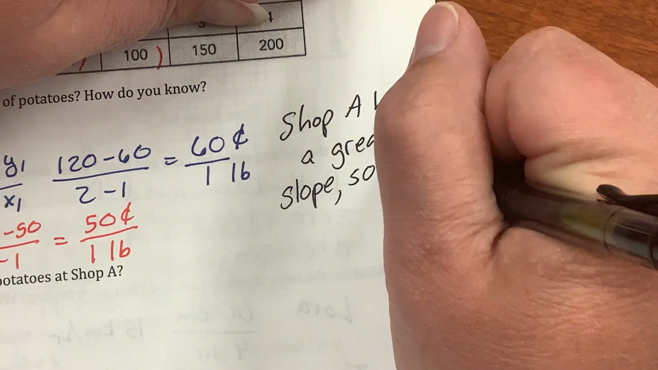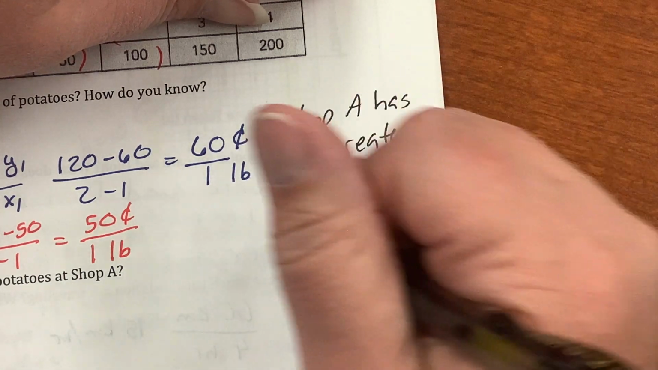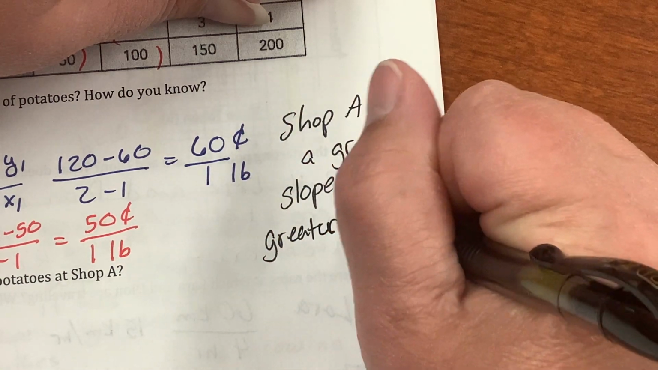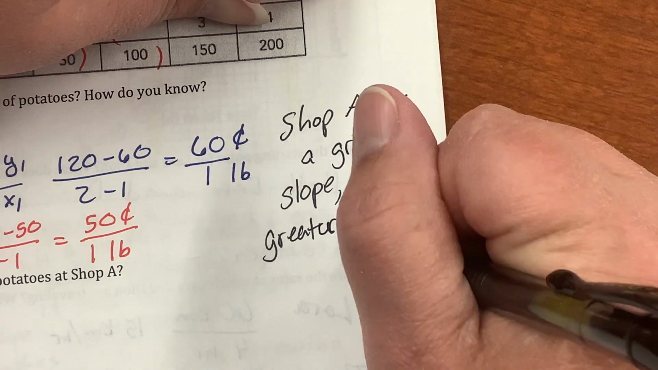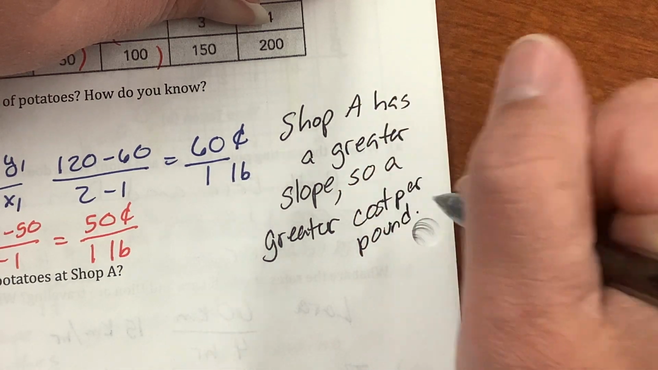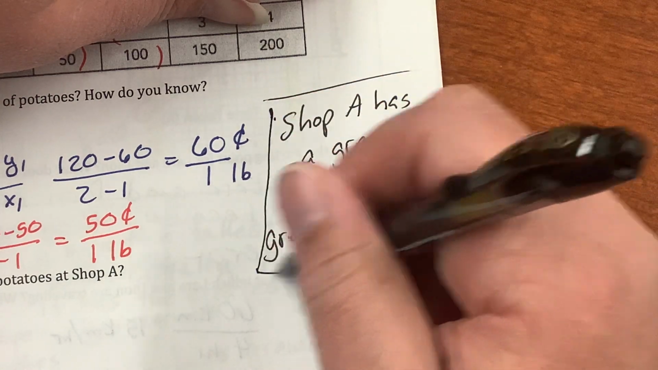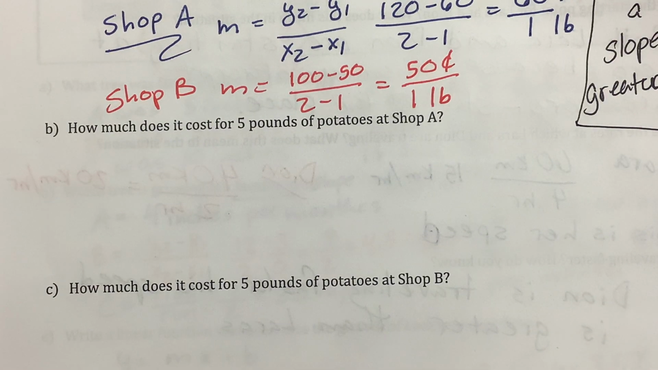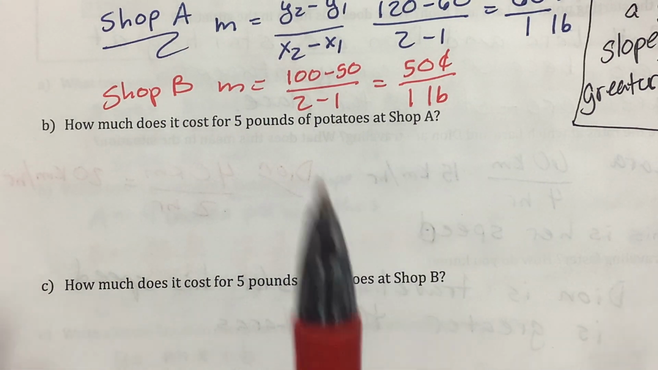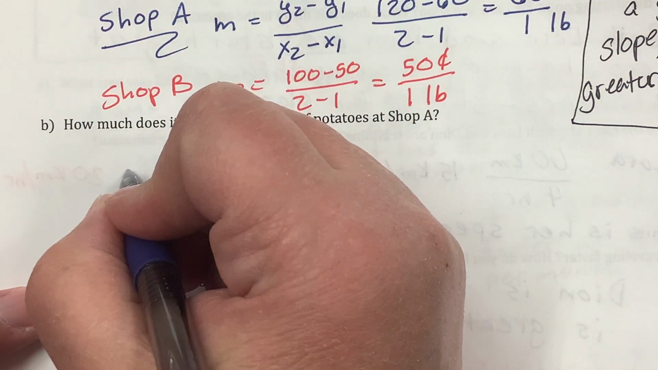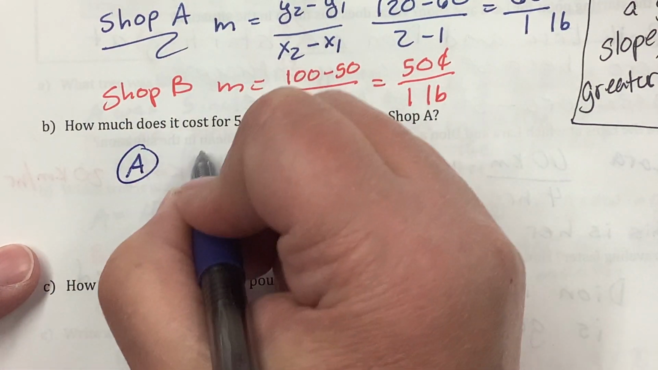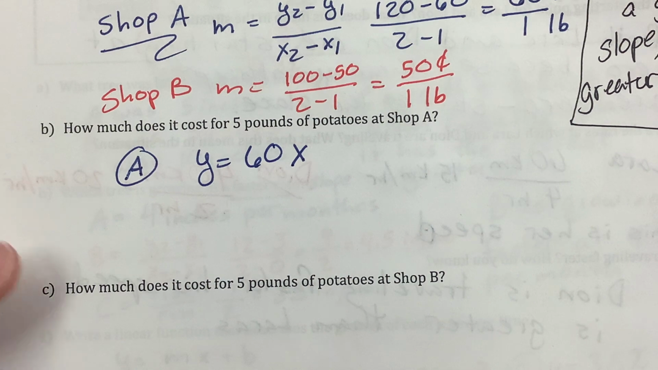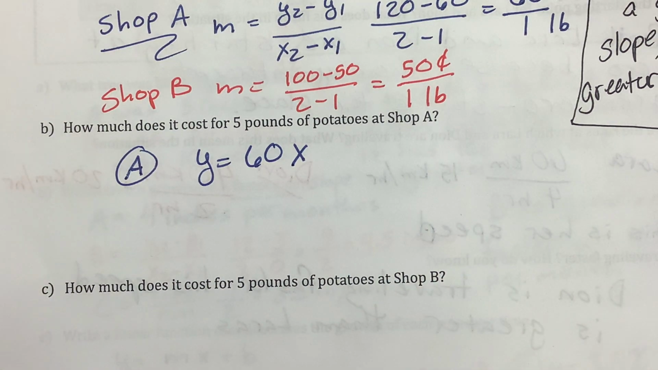So a greater cost per pound. Okay, there we go. That's my answer. How much does it cost for 5 pounds of potatoes at Shop A? Well, Shop A, y equals 60x. I'm not adding anything because if you don't buy any potatoes, you don't have a charge.